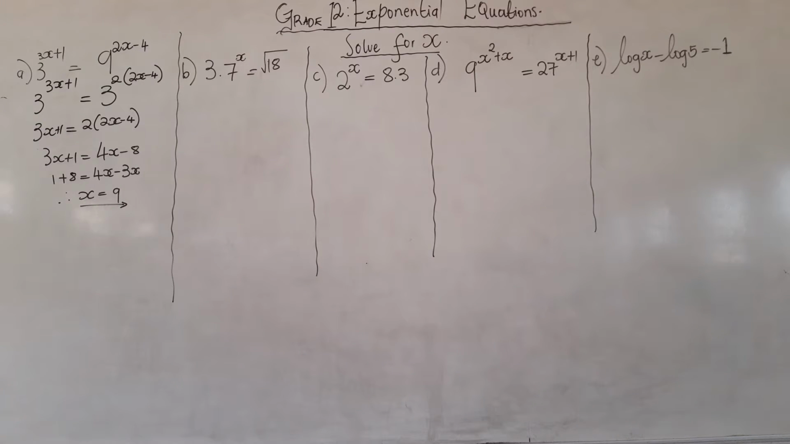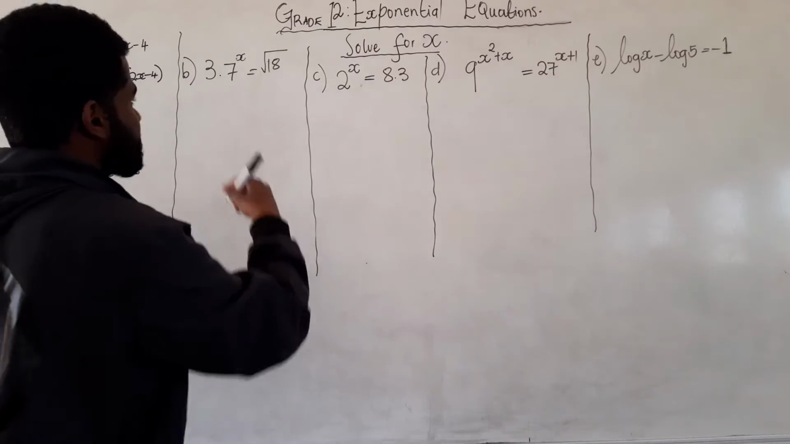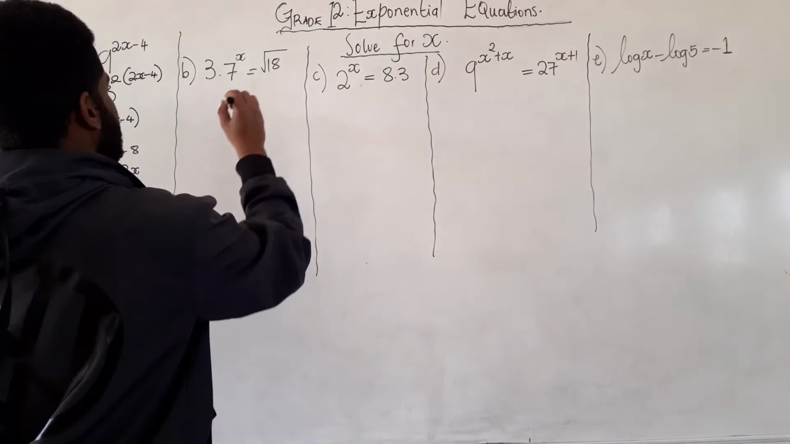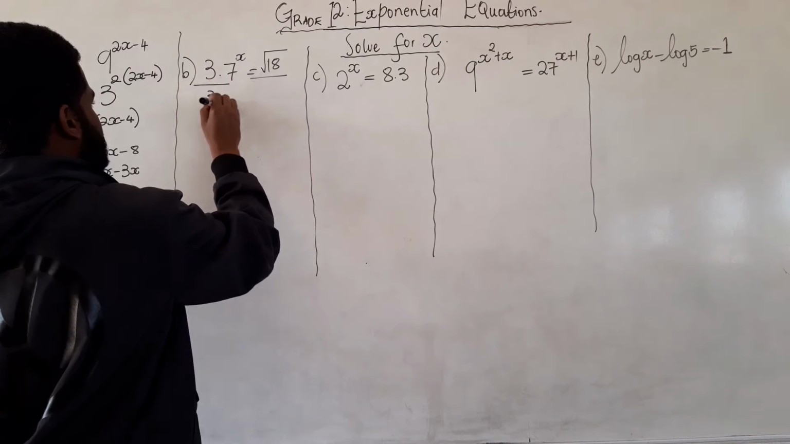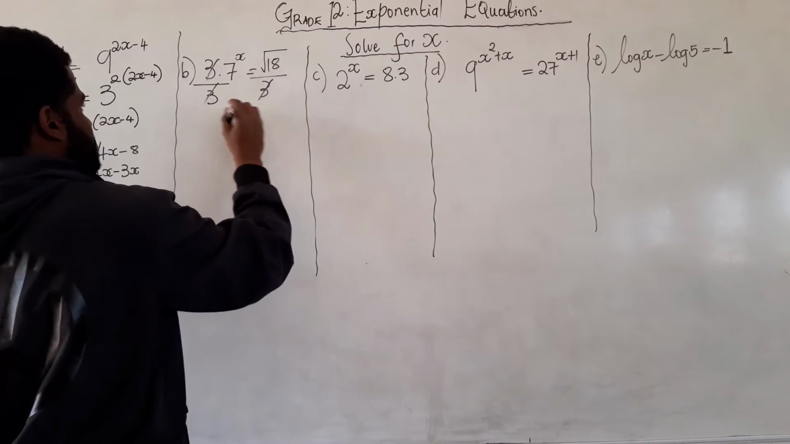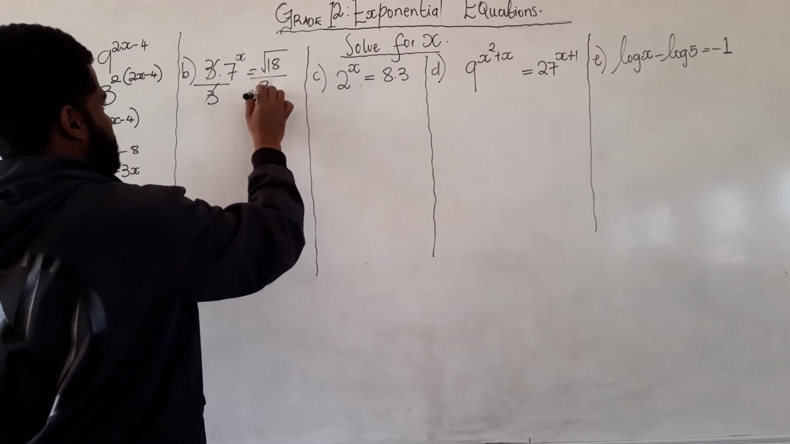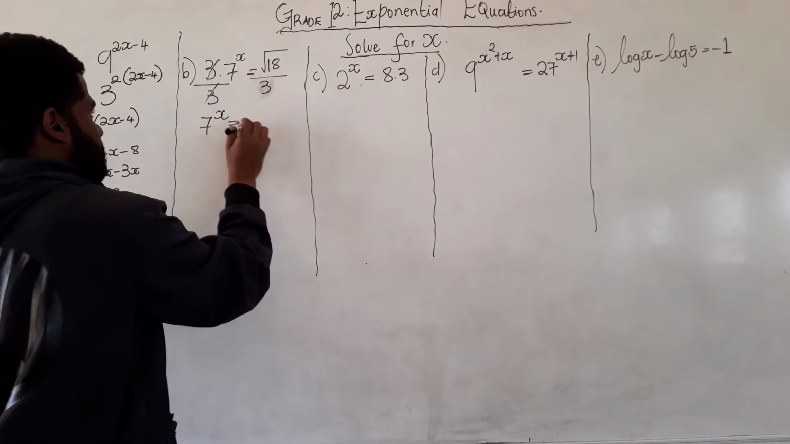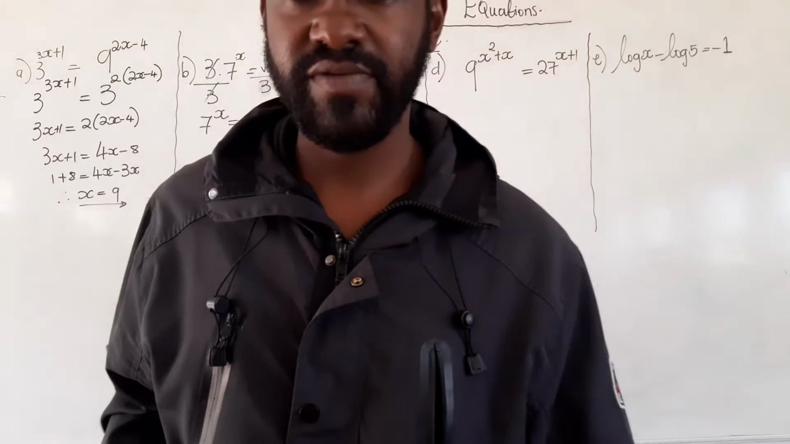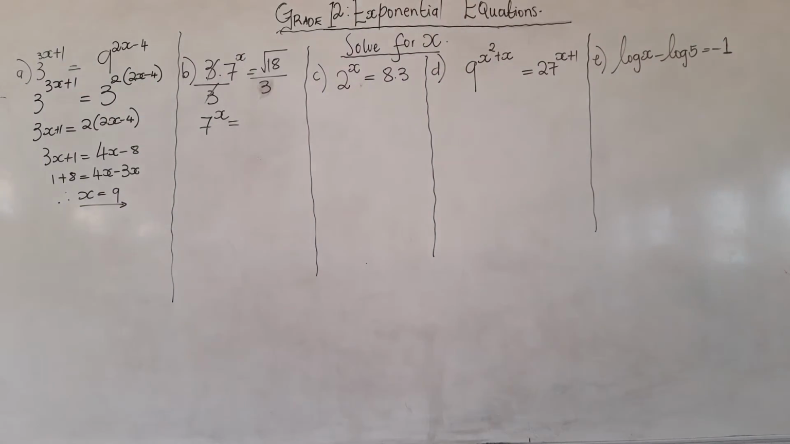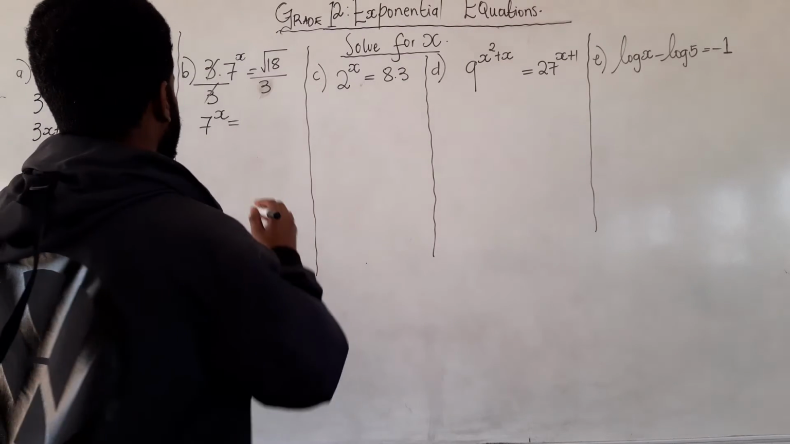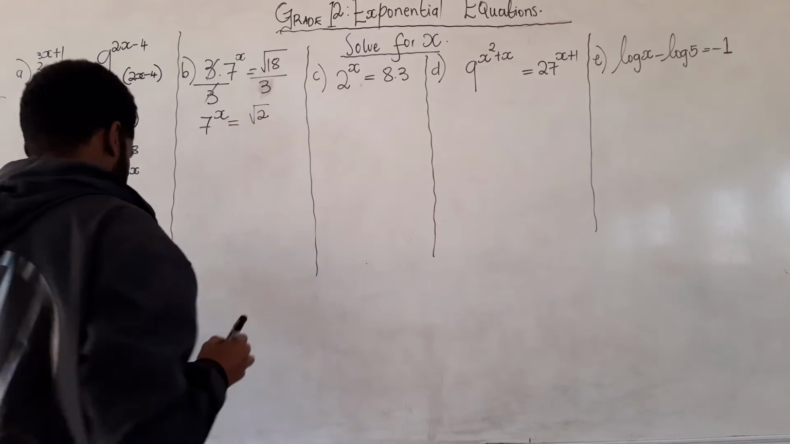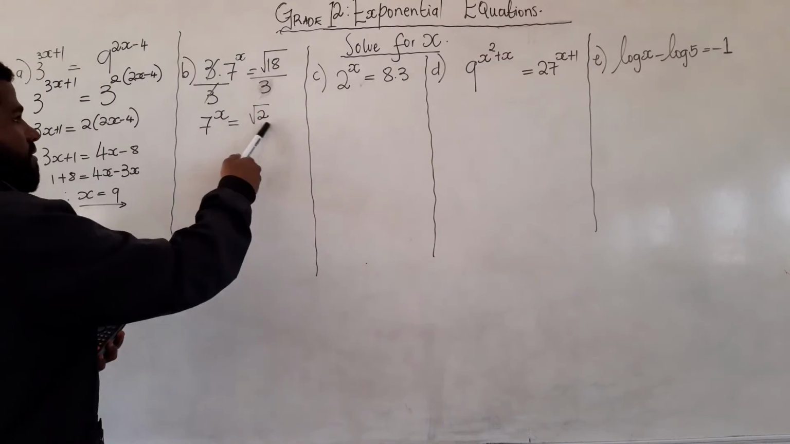Let us take a look at our second question. 3 multiplied by 7 to the power x is equal to the root of 18. Now, we divide both sides by 3, and the 3s cancel out. Therefore, 7 to the power x is equal to the root of 18 divided by 3. The root of 18 divided by 3 is equal to the root of 2.